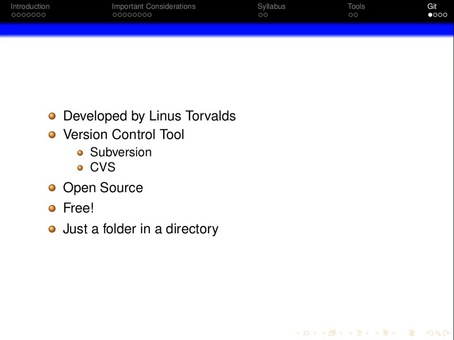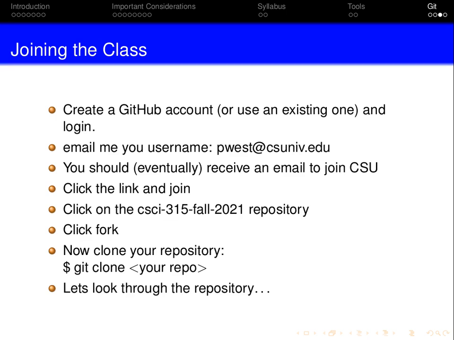Any of us not used Git before? It's going to be the same thing as in OOP. You need to fork the repo because you only have read access to mine. Then I will have read and write access to yours, and I'll be able to download and hook everything up. For those online that don't have one, create your GitHub account and email me your username. You'll eventually receive an email to join CSU. Click the link and join. Click on this repository, click fork.